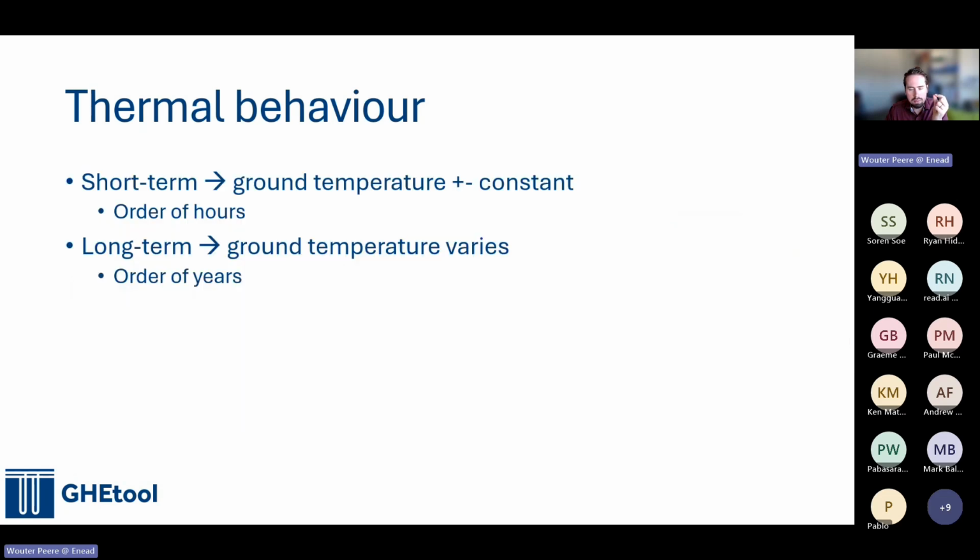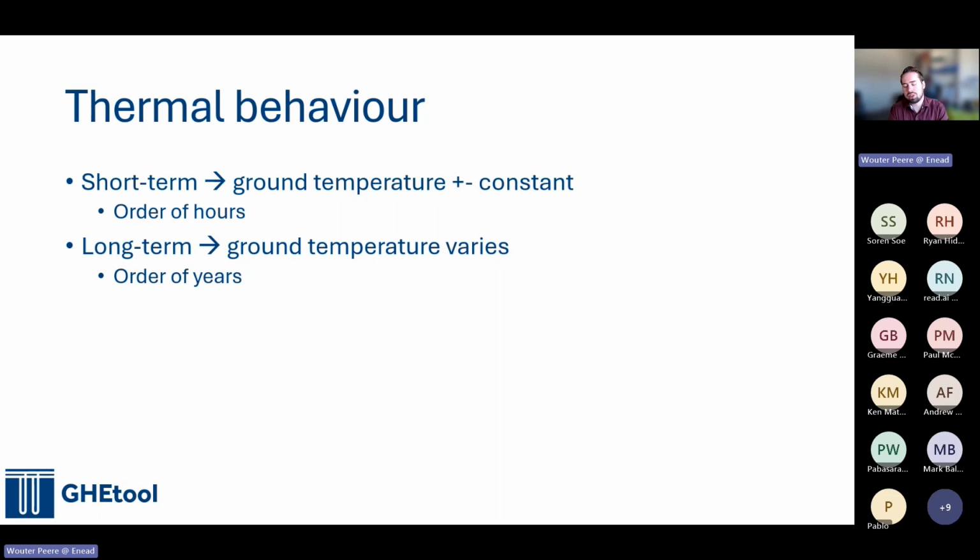So talking about the thermal behavior, we can make a distinction between the short and the long term. On the short term, in a matter of hours, the ground temperature can be assumed to be constant. If we cool our building now with 10 kilowatts, we inject 10 kilowatts into the ground, it will not heat up until after a couple of days. So it takes quite a lot of time before the ground really starts to change.